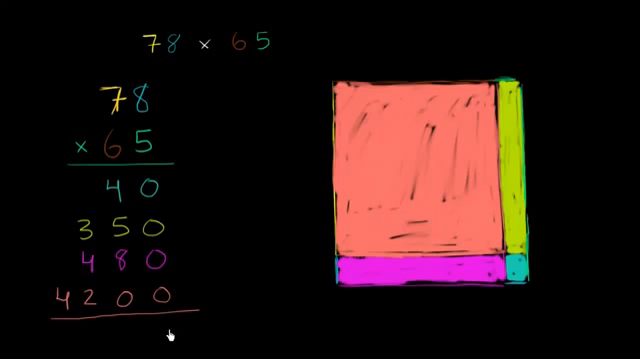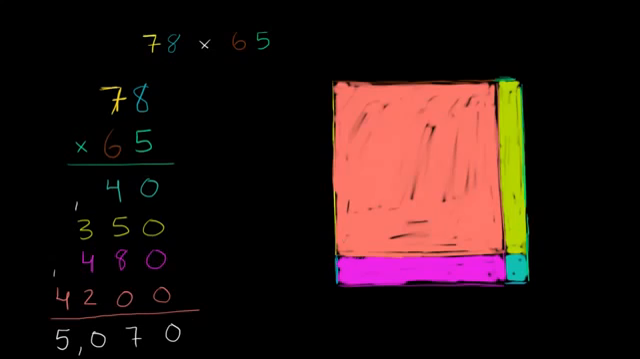In the ones place, we have a 0. In the tens place, we have 4 plus 5 is 9. 9 plus 8 is 17. And now we can carry a 1. 1 plus 3 is 4. 4 plus 4 is 8. 8 plus 2 is 10. Carry a 1. You say regroup a 1 even, and you have a 5 right over there. So you get 5,070. Now I want to visualize what was going on here using this area model.